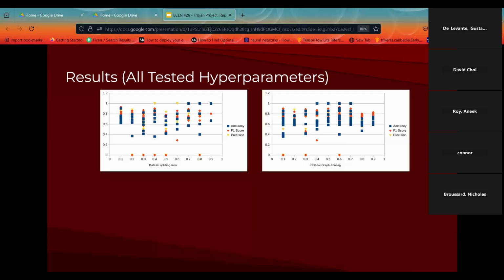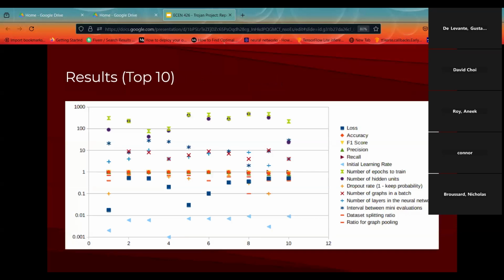And then moving on to the last parameters, we have the dataset splitting ratio, which is how much of the dataset was used for evaluation versus training. Obviously, when most of the set is used for training and the rest for evaluation, there are better results. We can see that with a data splitting ratio of 0.1, it performs best. And as it goes to 0.9, there's a lot more bloom on the outputs. The ratio for graph pooling seems to perform roughly well most of the time. It looks like 0.7 performed pretty well.